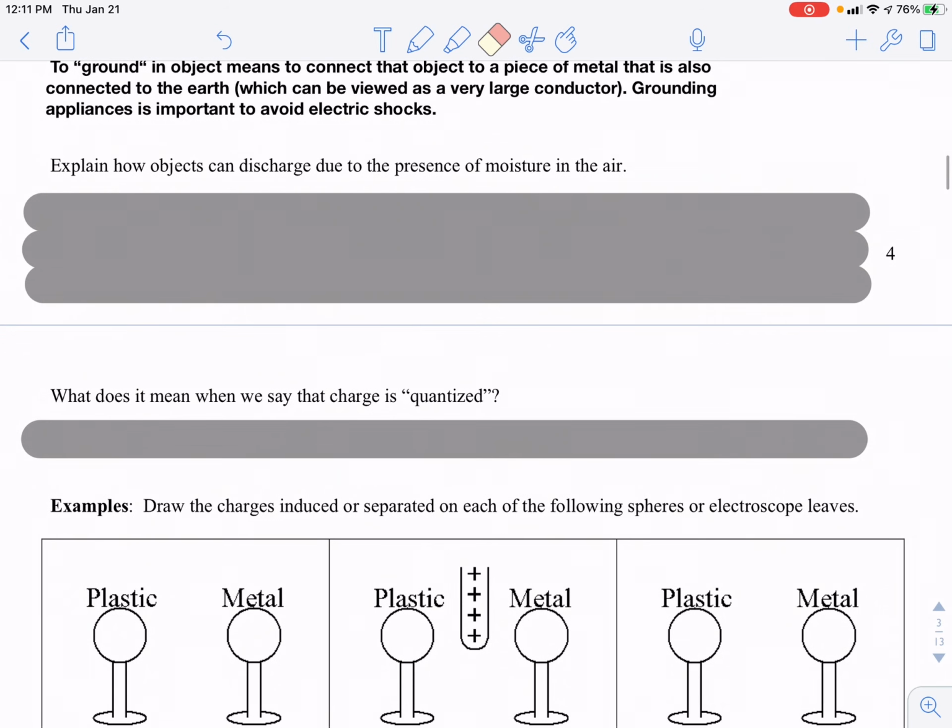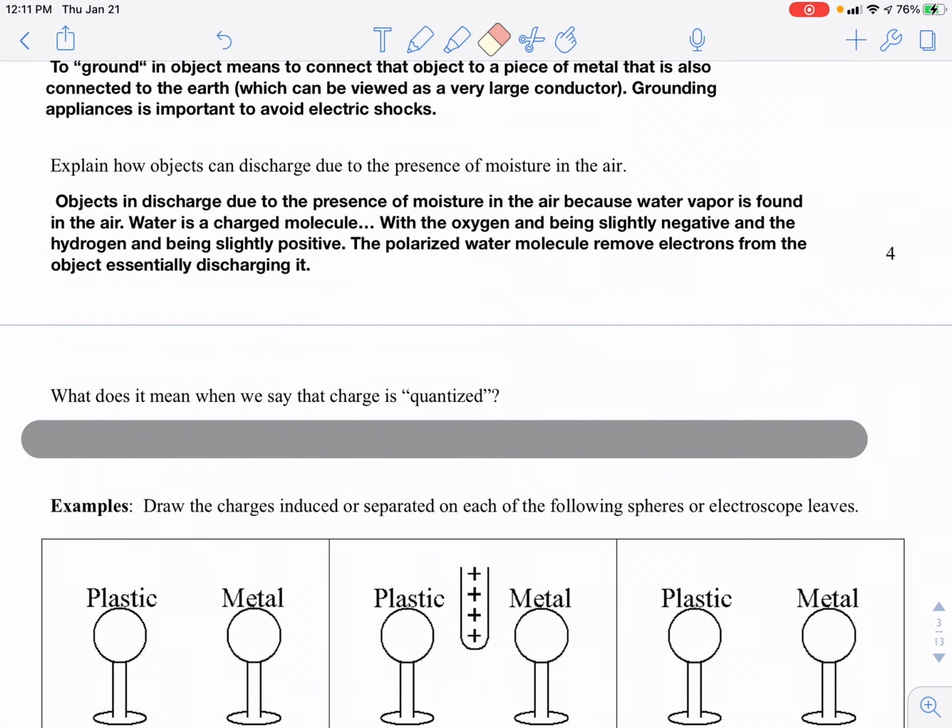Explain how objects can discharge due to the presence of moisture in the air. Well, moisture in the air contains water vapor, and as we discussed earlier, water is a slightly charged molecule, meaning the water vapor in the air has the ability to pull and remove electrons from a charged object slowly over time. That is how an object can simply discharge itself due to the moisture in the air. It's the other reason why, if there's enough humidity in the air, many static electricity experiments and demonstrations just simply will not work.